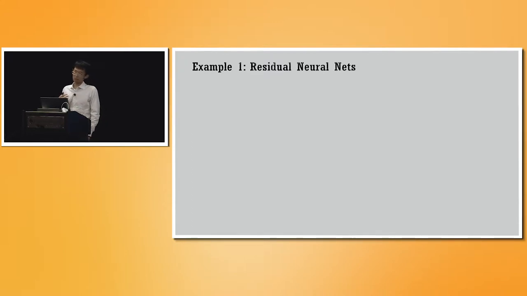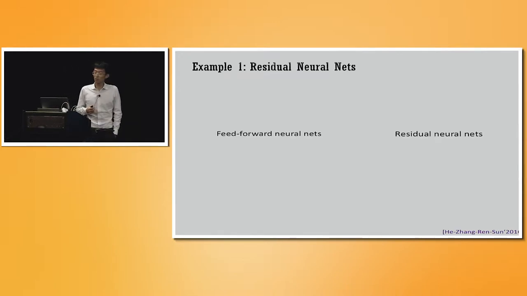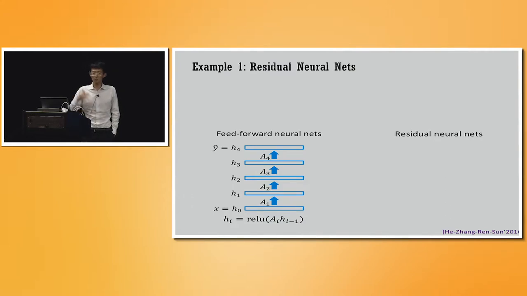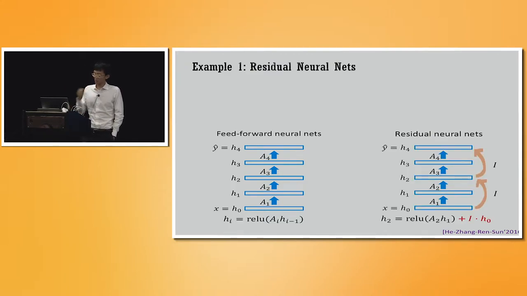Of course, the original motivation of a residual network is not for optimization per se. But we found that actually it has a lot to do with optimization. So if you compare a standard feedforward network with a residual network, a standard feedforward network is, let's say, a stack of fully connected layers with ReLU activation, and the residual connection is just adding some identity connection from layer 0 to layer 2 and layer 2 to layer 4, and so on and so forth.